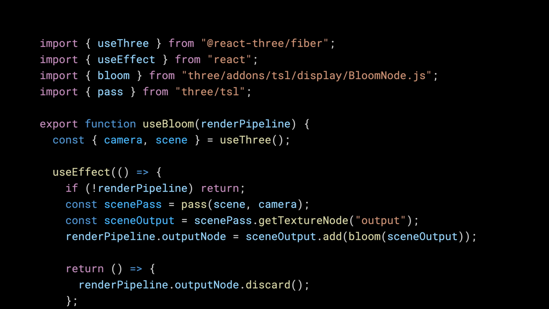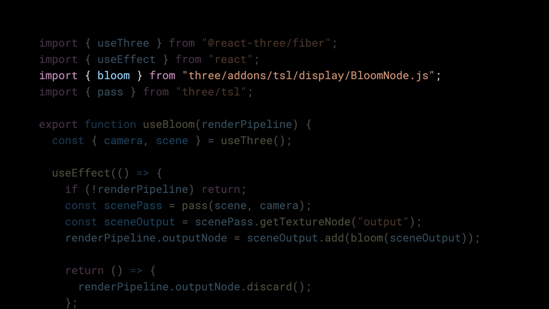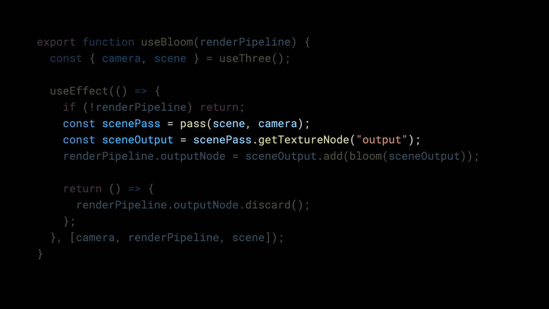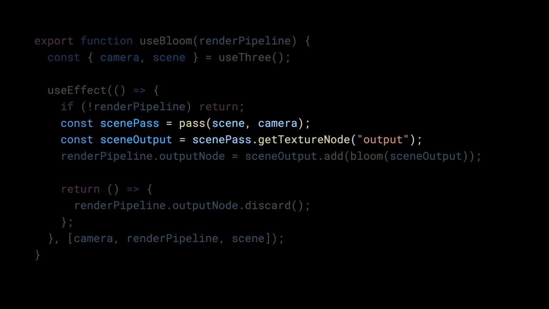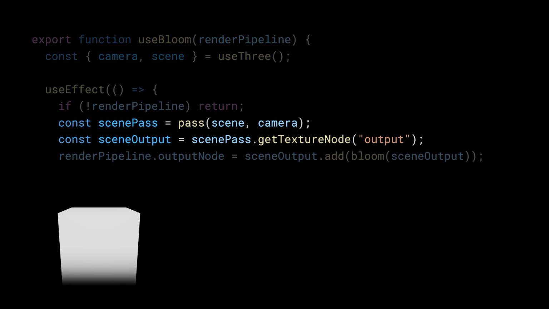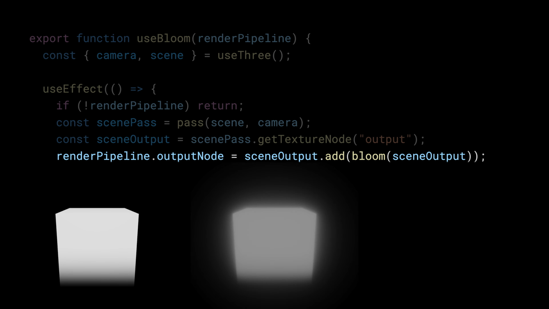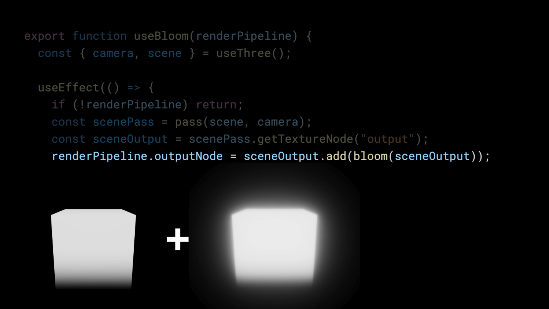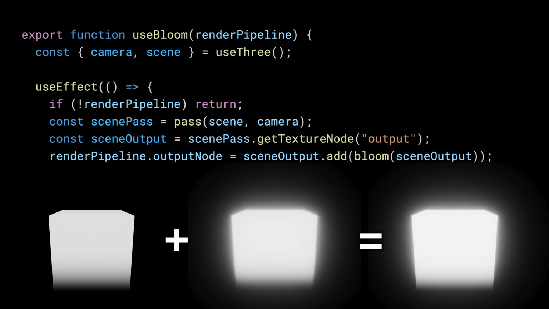In order to set up the bloom, we want to import the node, wrap it in a React hook, and connect it to our scene. We create that connection using a pass node which takes our scene and camera. It gives us a texture containing the whole scene, which we can pass to the bloom node. Then, we take our bloomed output and add it back to our original output to get our combined scene.